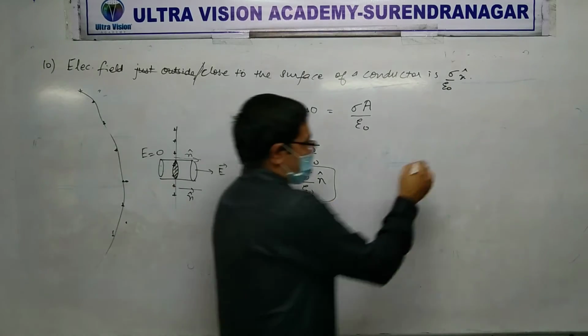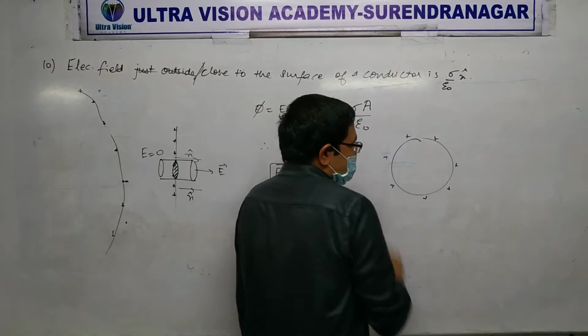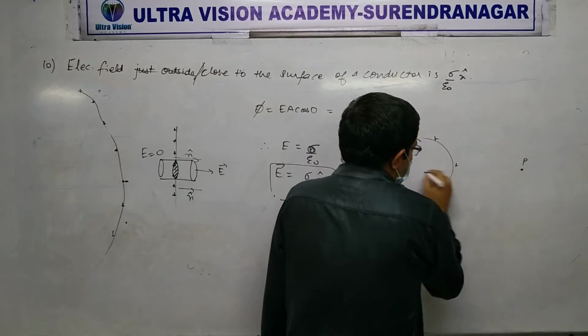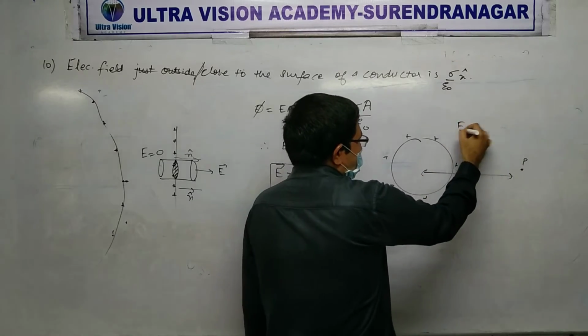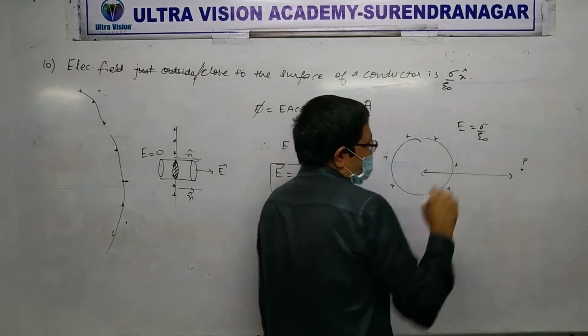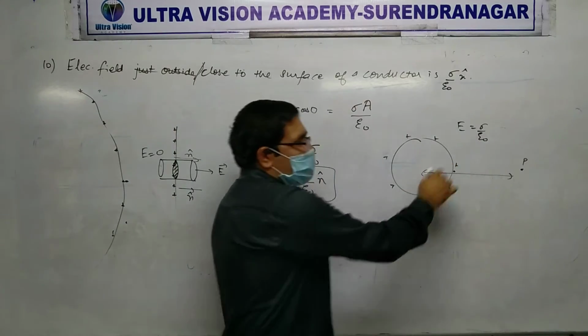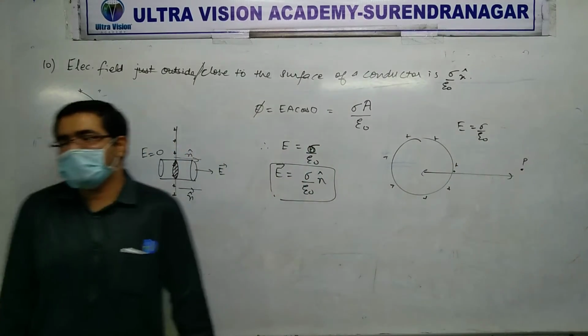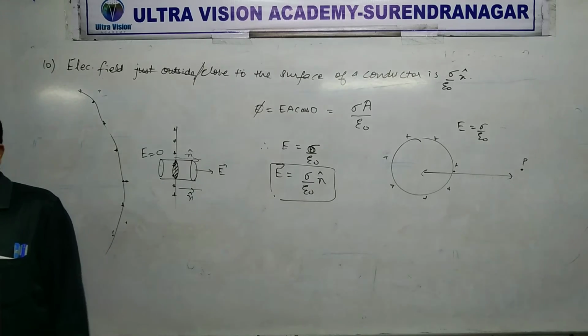Suppose I tell you that this has some charge Q, and there is a point P at some distance, and then you say the electric field will be sigma by epsilon 0. Wrong. Use it here at the surface. Don't use it at some distance.